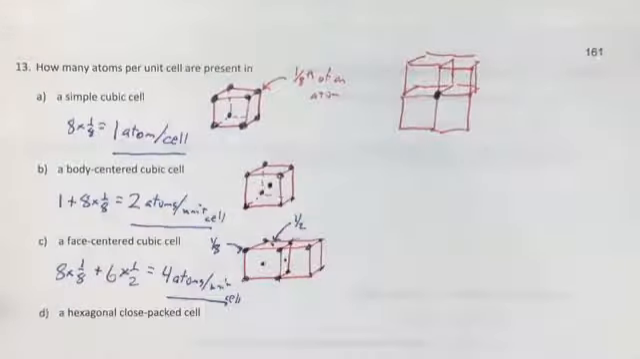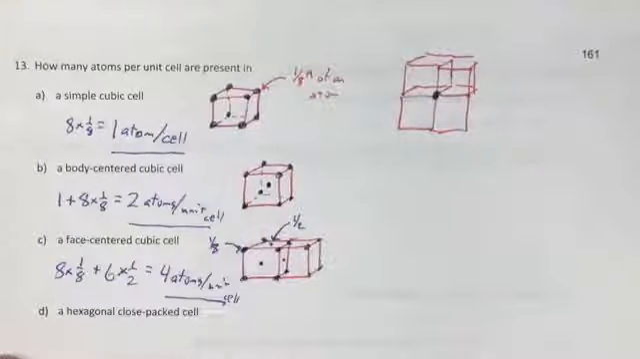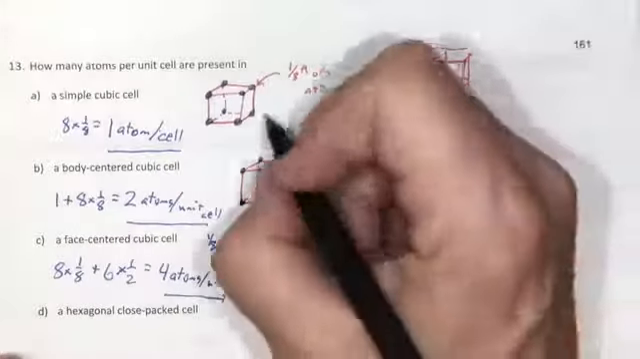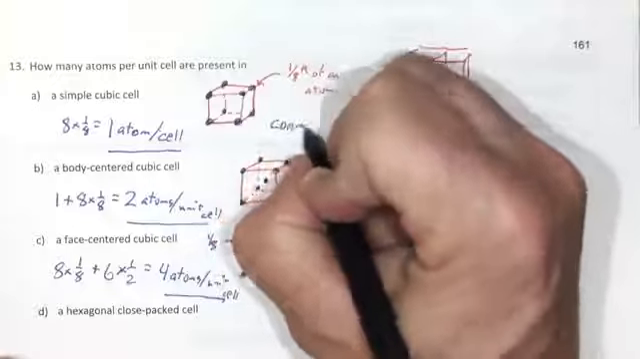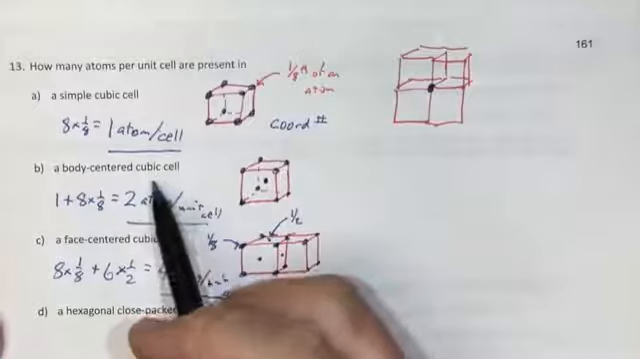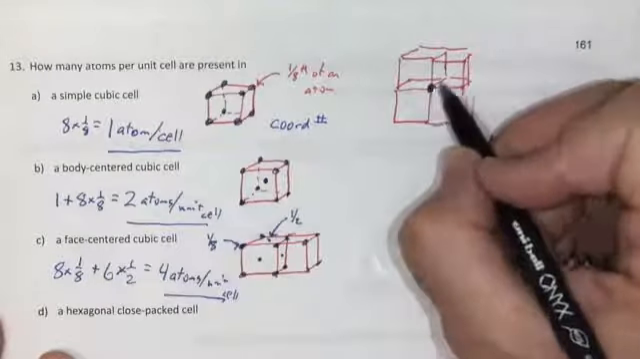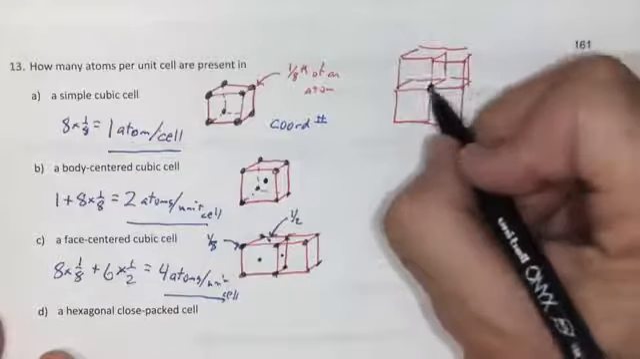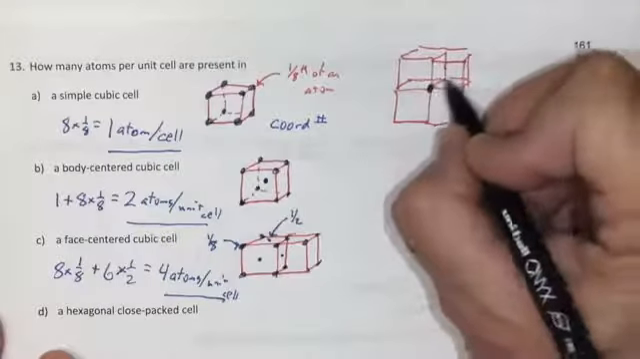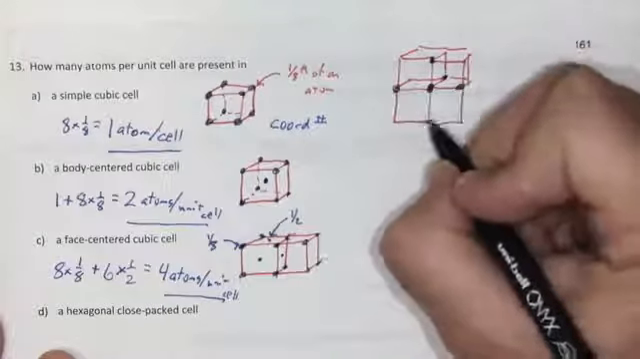Okay, so I want you to know how many atoms per unit cell. The next thing I want you to know about these 3, and I want you to know a lot about these 3, is the coordination number of each one. The coordination number is the number of nearest neighbors. If I focus on this atom, you can see that it's close to this one in back. It's close to these 4 in the plane.